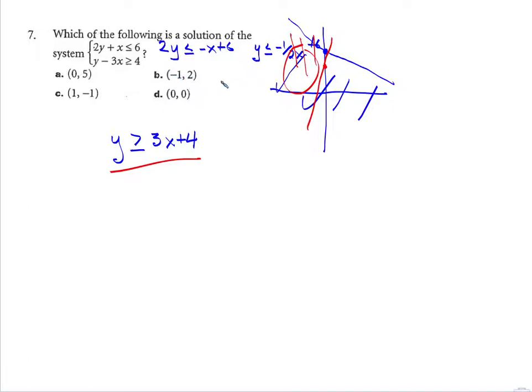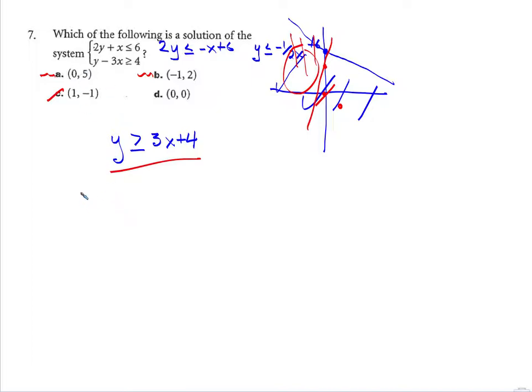Well, at 0, 5, it looks like it is, that's a possibility, maybe A. Negative 1, 2, that is also a possibility. 1, negative 1, that's over here, and that's not in my sketch. And 0, 0, that's right here, that's not in my sketch either. So it's between A or B. So my sketch eliminated 2 without plugging in a ton of times.